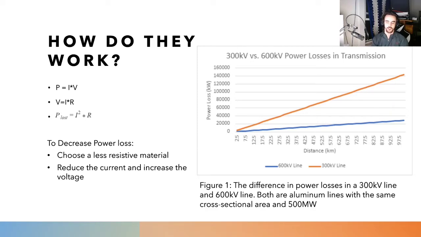You can see the vertical part of the graph is power loss in kilowatts. And as we see, the 300 kilovolt line experiences 4 times as much power loss as the blue line, despite its voltage being only half that of the blue line. This demonstrates that power is dissipated much more with higher current lines than with higher voltage lines.